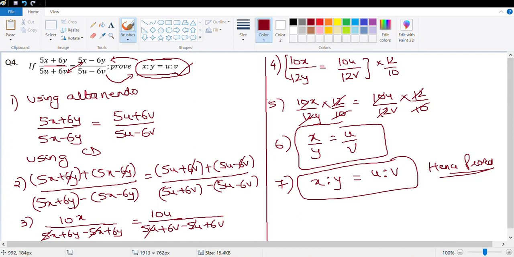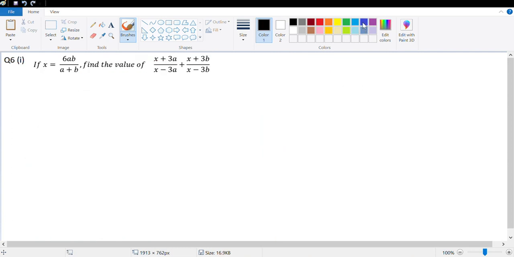Okay, let's look at the next question. The next question that we do is question number 6, part 1. You can put a small star on this question. Let's see why. Okay, x is given equal to 6ab upon a plus b.